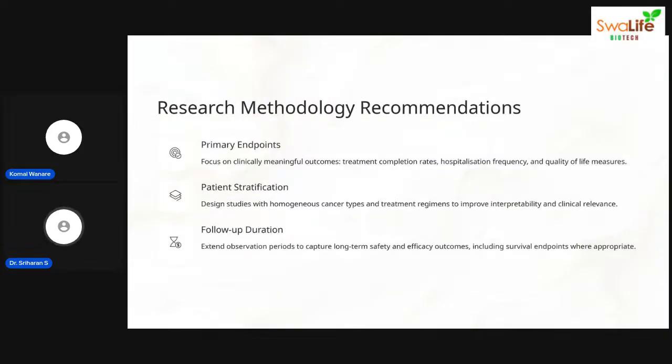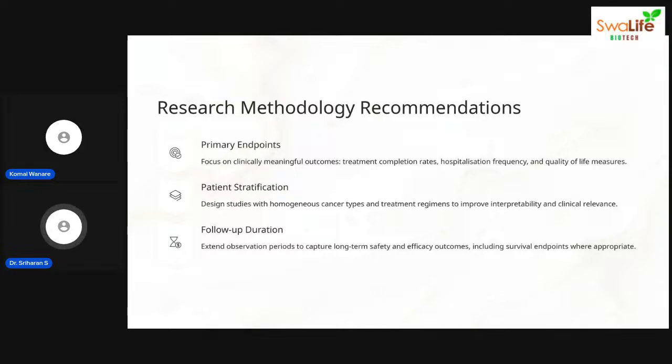So, research methodology recommendation, starting with the primary endpoint. Your primary endpoint should be clinically meaningful and fully focused on clinical outcomes. For example, how the treatment rate is decreased while taking wheatgrass is a primary endpoint. A secondary endpoint is how it reduced hospitalization and how it reduced the cost.